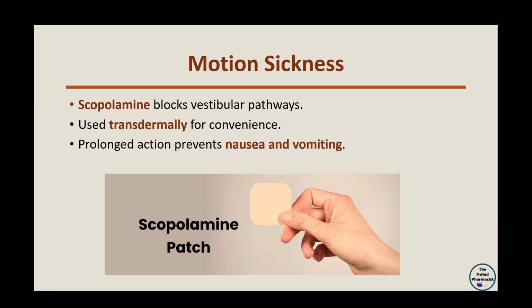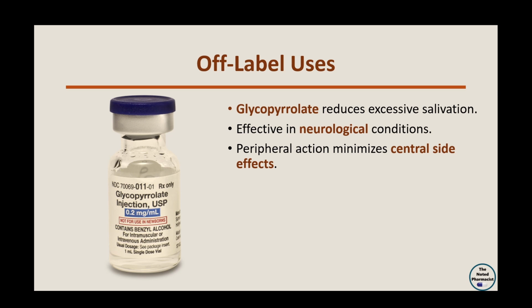In addition to approved uses, anticholinergics have notable off-label applications, including reducing excessive salivation in neurological conditions. Glycopyrrolate is frequently used for its peripheral action without crossing the blood-brain barrier. These off-label uses reflect the versatility of this drug class in addressing less common medical challenges.